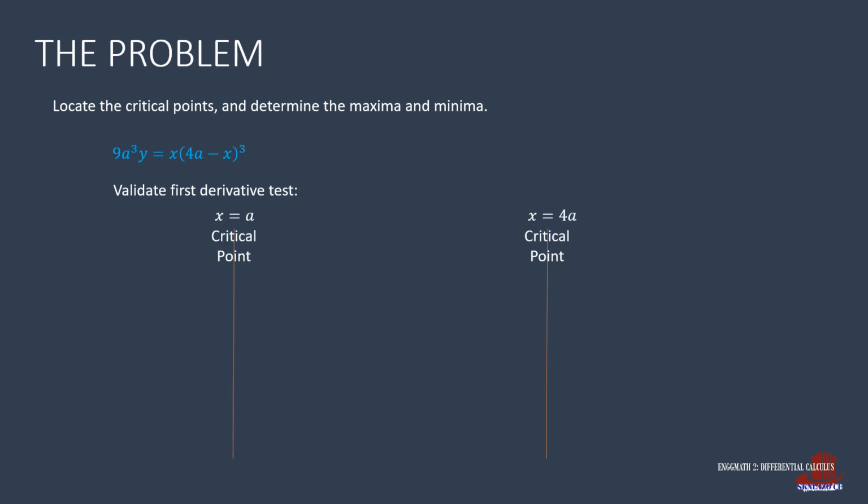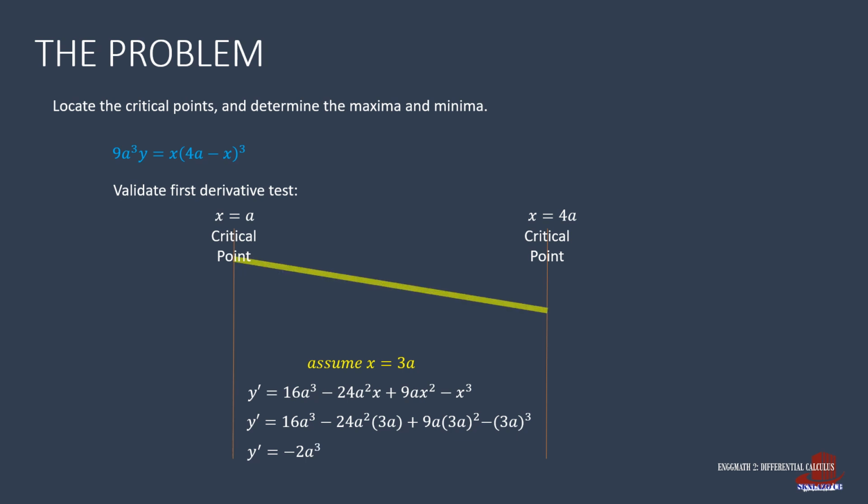Draw the critical points. Those are at x as a and 4a. Since we are focusing on x of 4a, focus on the left range of 4a and assume x of 3a. Using the slope, plug x of 3a in the y prime function, which becomes 16a cubed minus 24a squared times 3a plus 9a times the square of 3a minus the cube of 3a. Y prime is then negative 2a cubed. Being negative, the curve starts from top left and slides down to the right.